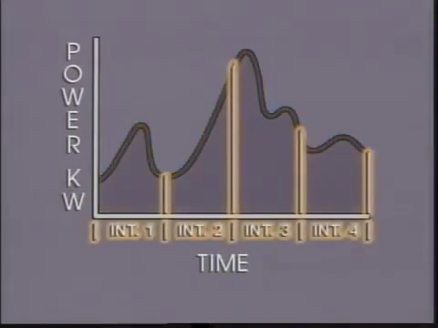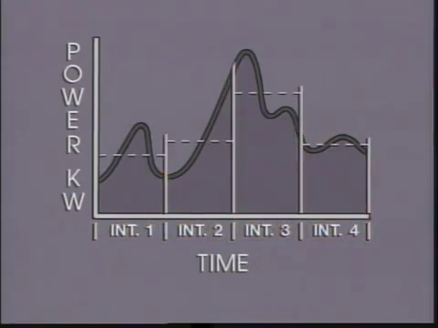With demand metering, time is divided into regular intervals. The intervals may be any selected period, but they're usually 15, 30, or 60 minutes. What the typical demand meter measures is the average power required for each time interval. For example, these lines represent the average power required in each of the 4 time intervals shown. The demand value that the meter preserves or indicates is the maximum average power used in an interval during the billing period.